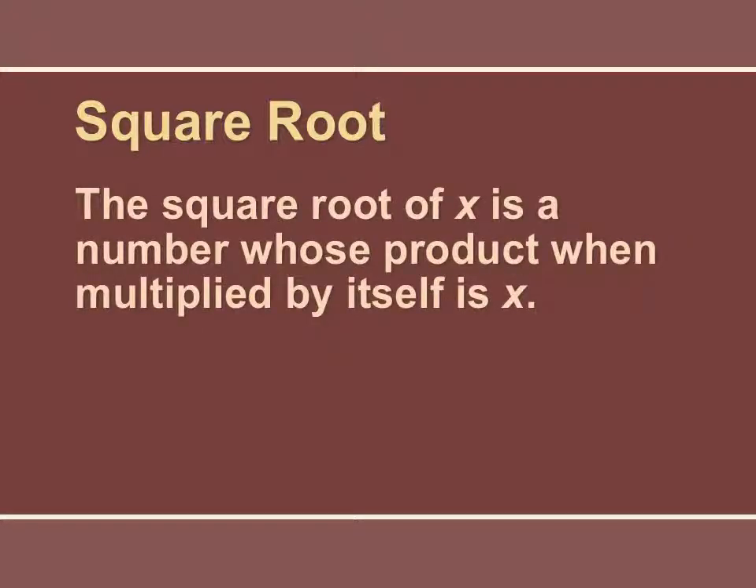Now let's get the definition of square root. The square root is the inverse of squaring something, just like addition is the inverse of subtraction. So the square root of a number, in this case, we're just going to say x. So the square root of x is a number whose product, when multiplied by itself, is x.